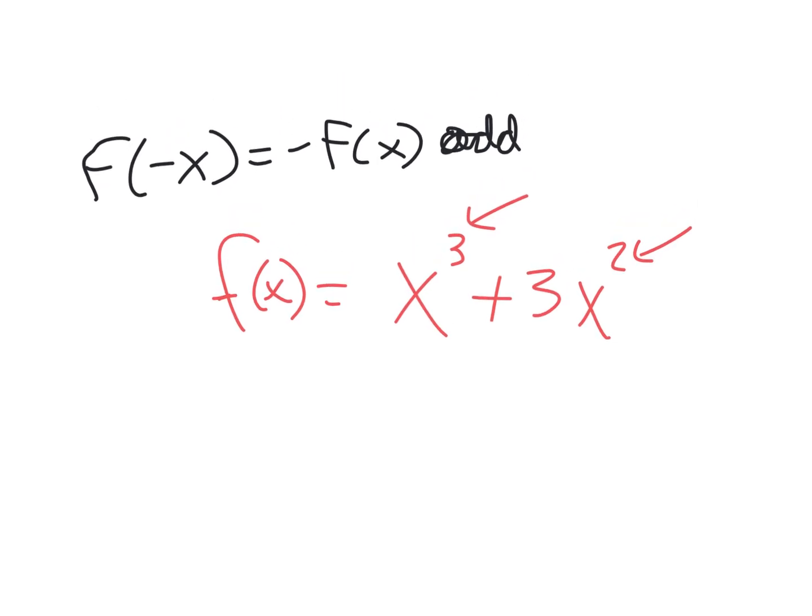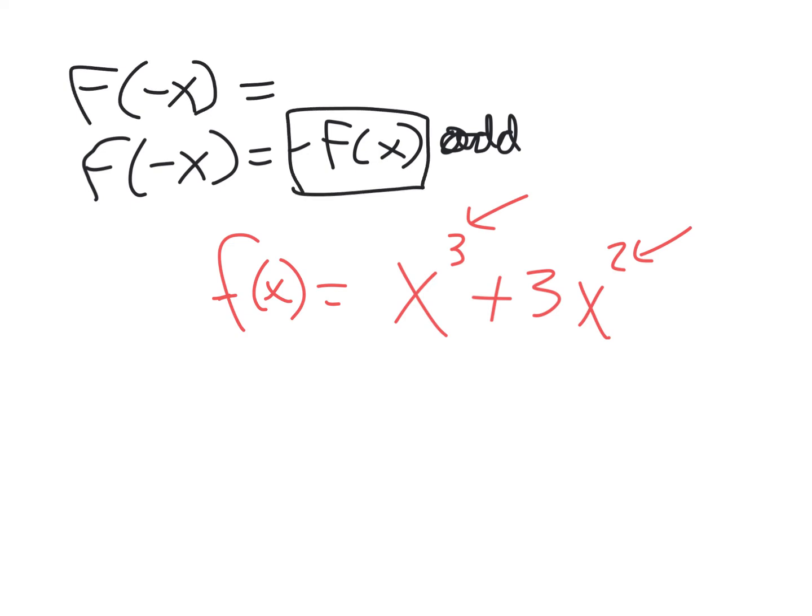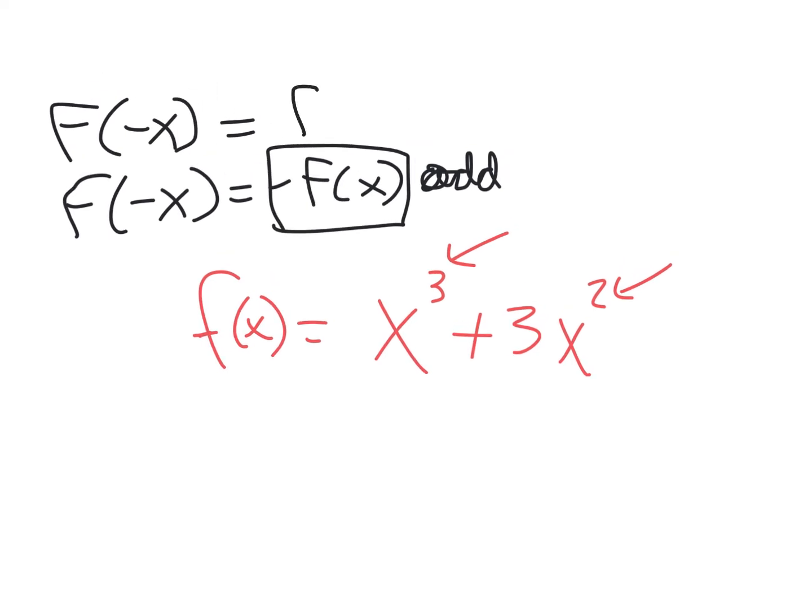The even rule is if you put in negative x. It seems like you're going to be putting a lot of negative x's into things. Yes, you are. For the next week or so, till this unit is done, you'll be sticking in negative x and seeing what happens. If it comes out to negative f of x, you found yourself an odd function. If it comes out to regular f of x, then you've got an even function. I know you don't know what that means quite yet, but I'm going to show you.